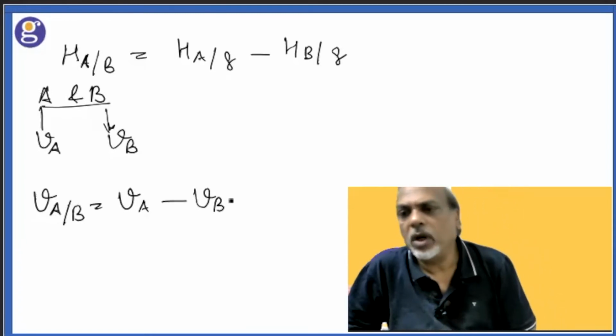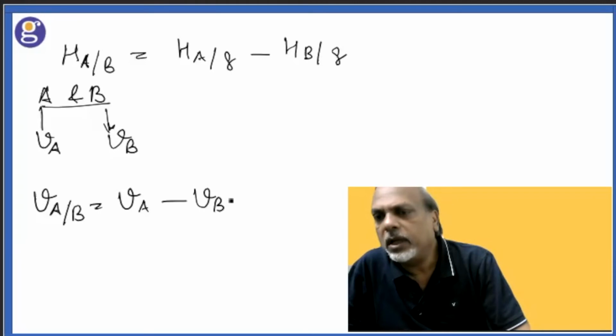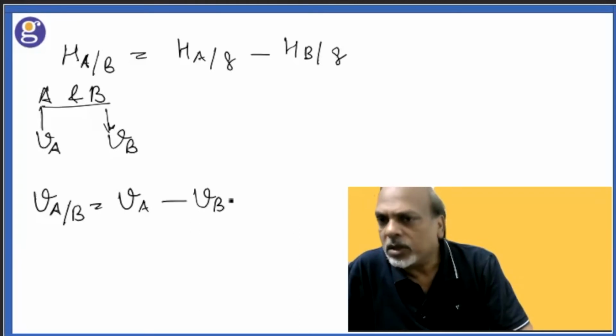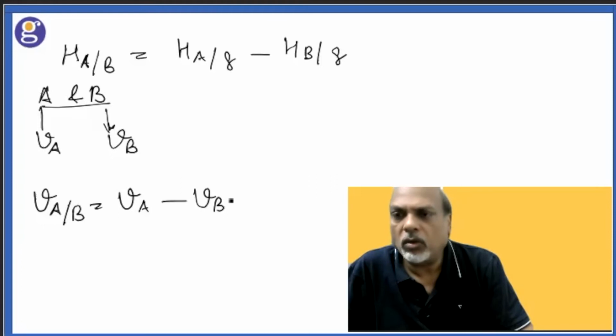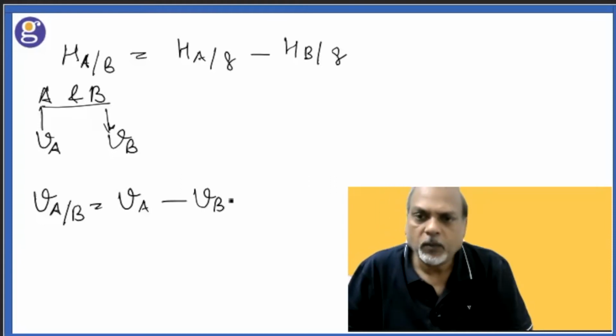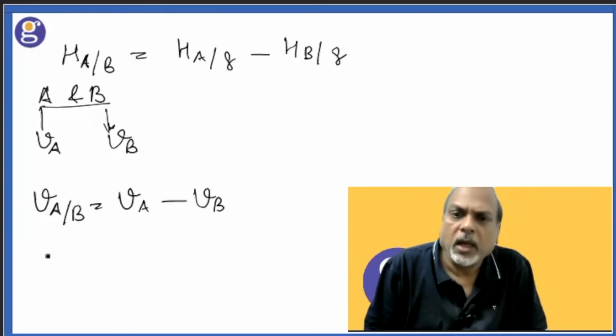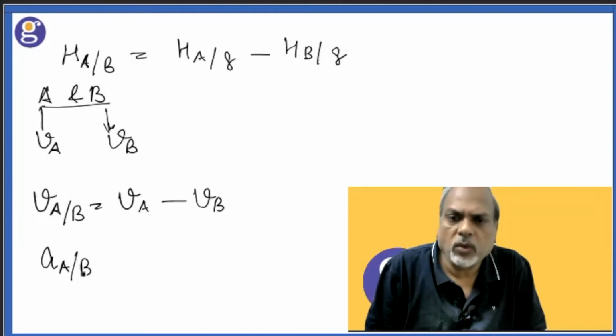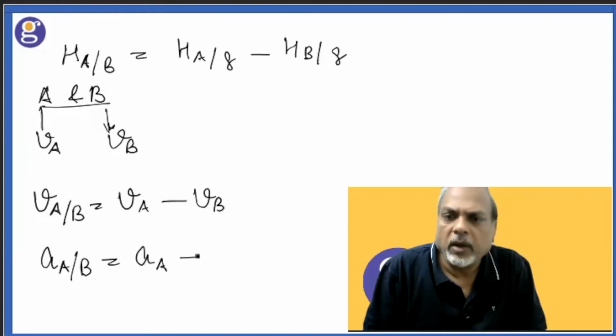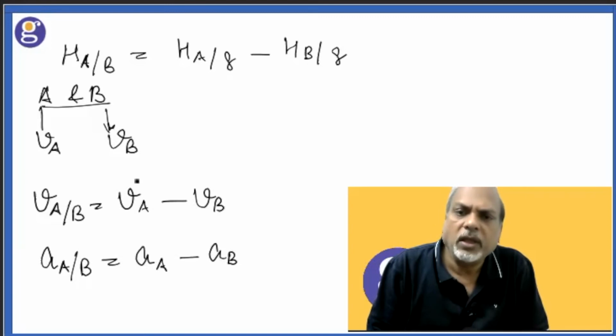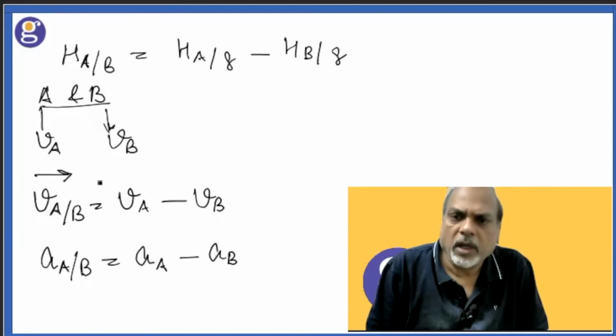What is VA and what is VB? They are basically velocities with respect to ground. That is the third point, the reference point you can say. Likewise, we can write acceleration of A with respect to B is nothing but acceleration of A with respect to ground minus acceleration of B with respect to ground. These are basically in vector form.